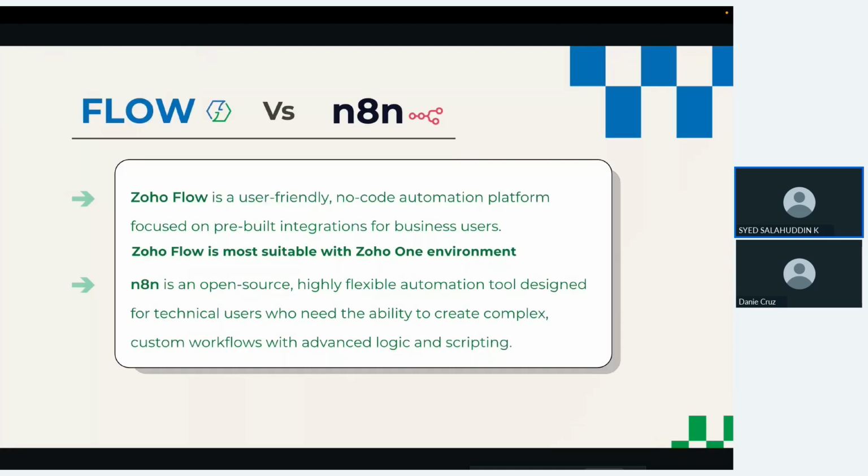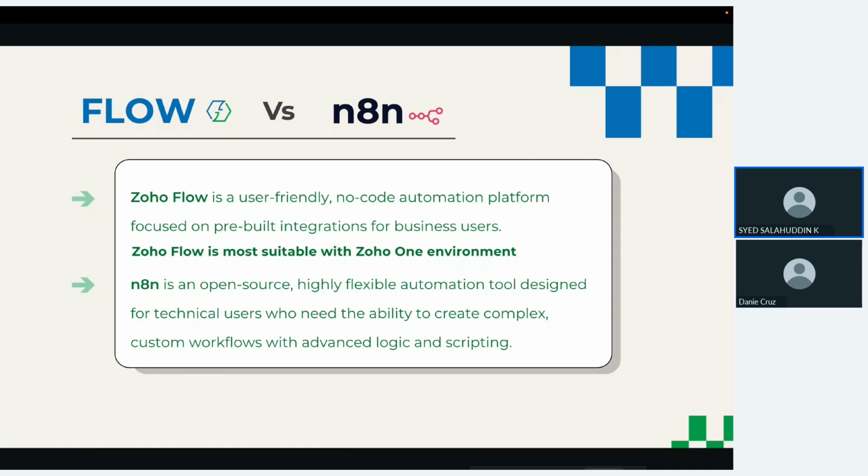So up next, I would like to show that there's a difference between Zoho Flow and n8n. I guess most of you would have recognized n8n, which is an automation tool, and it's trending on the social platforms and all. So both Zoho Flow and n8n are workflow automation platforms, but they differ significantly in their ideal use cases and all.